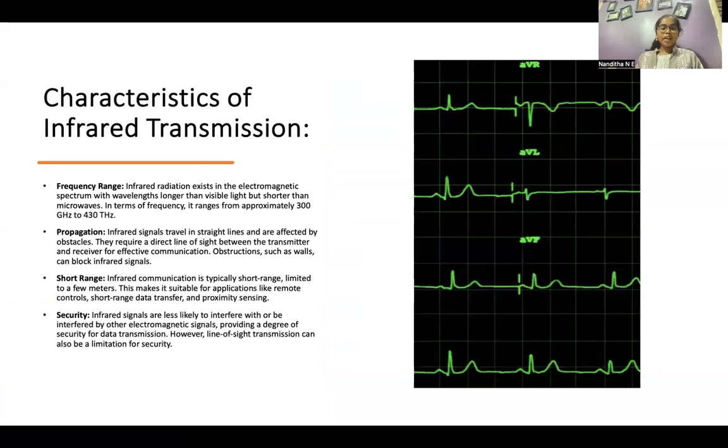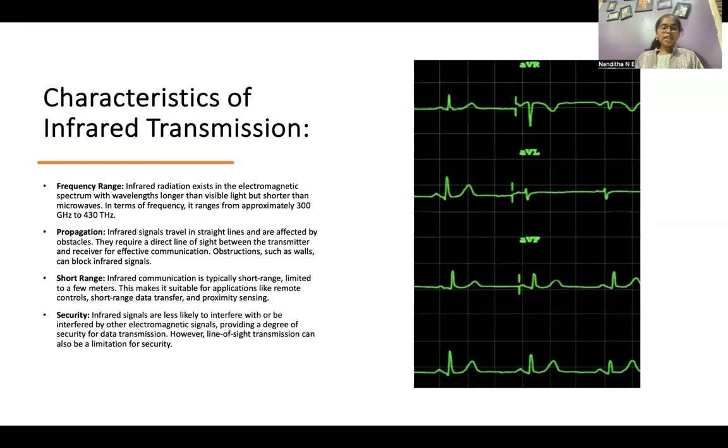Characteristics of infrared transmission. Frequency range. Infrared transmission exists in the electromagnetic spectrum with wavelengths longer than visible light but shorter than microwaves. In terms of frequency, it ranges approximately from 300 GHz to 430 terahertz.